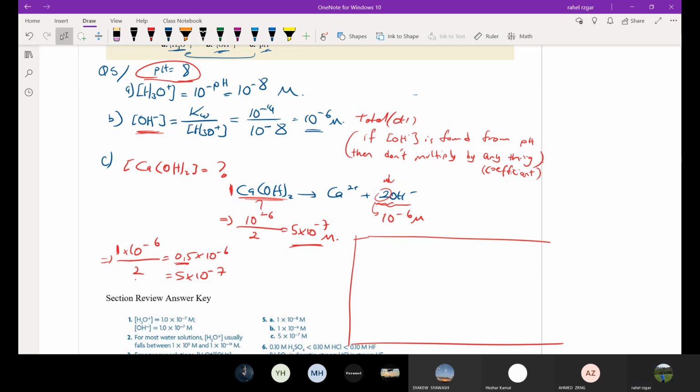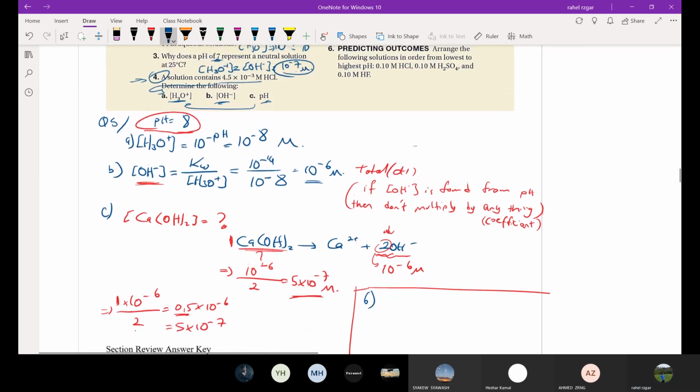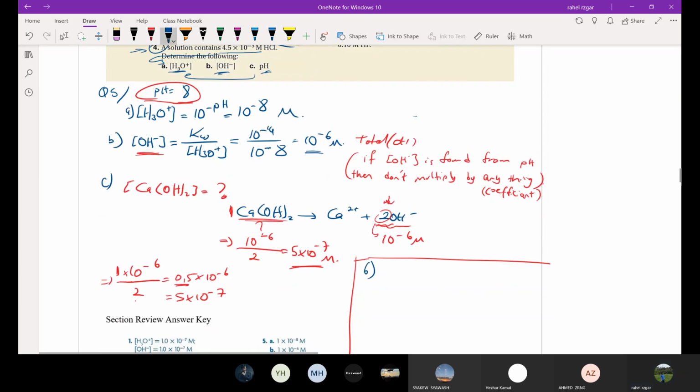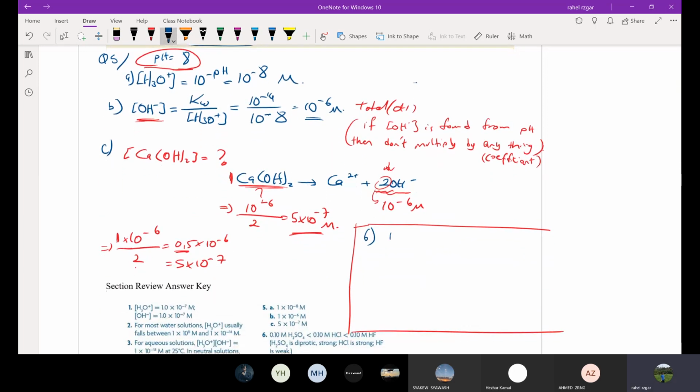Okay, let's move on to question 6. Question 6 says arrange the following solution in order from lowest to highest pH. Hey, Basha, what does lowest pH mean? Lowest pH means highest or most acidic. Most acidic.